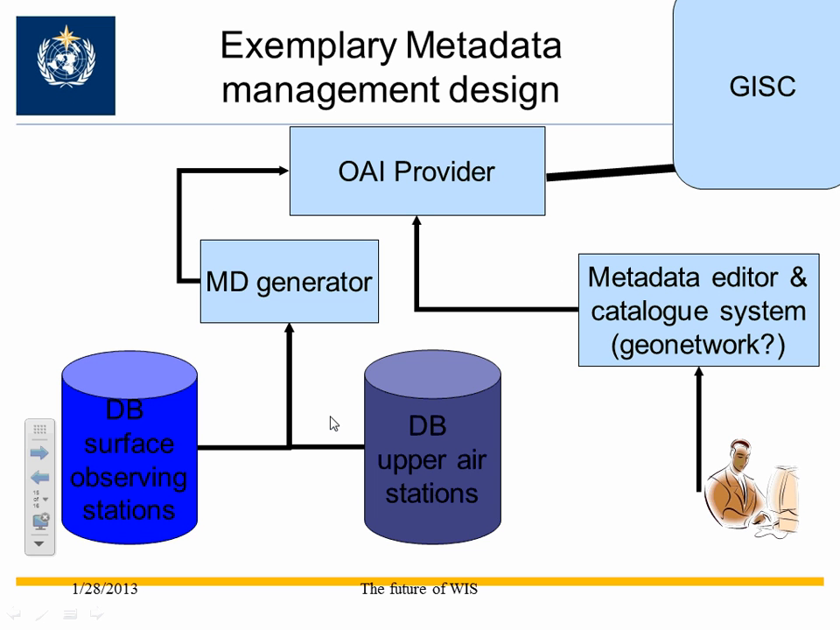My last slide is about how such a metadata management system could look, when we're talking about connecting this to a JISC. So you see here is the JISC on the top right corner, and here is now inside the National Center or the DCPC a thing called an OAI provider. What that is will be explained later, but it makes available the information in the form of metadata of the organization to another organization, in this case to the JISC.